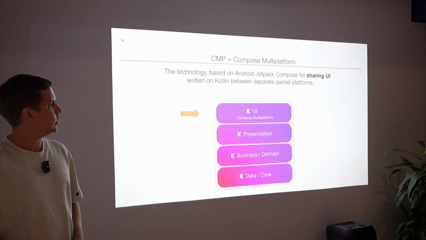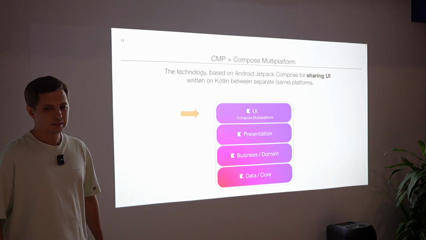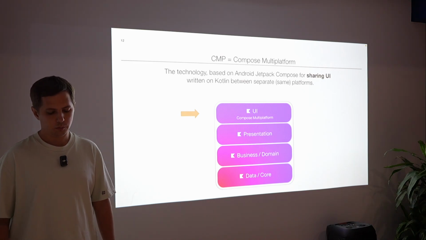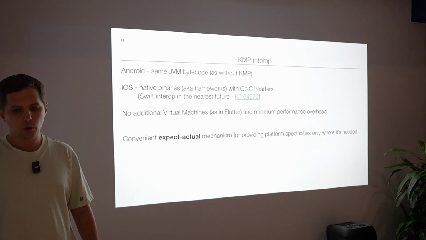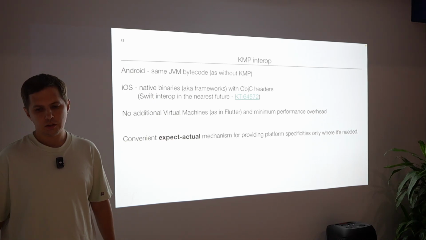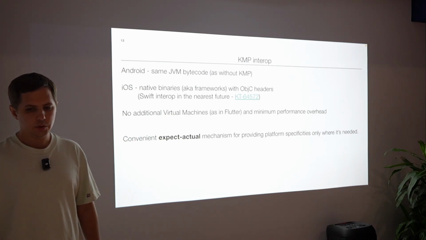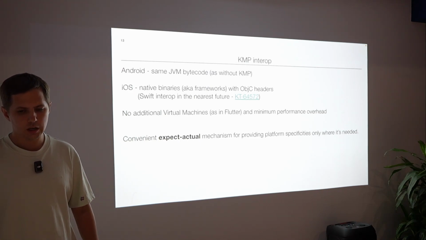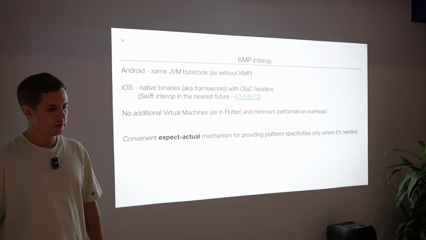It is a technology that is based on Kotlin multiplatform and Android Jetpack Compose, and it allows us to share UI, also written in Kotlin, between the same platforms. Both of these technologies had interop in their design from the beginning. For KMP and Android, it gives us the same JVM bytecode as without KMP. And on iOS, it compiles into native binaries, also known as frameworks, with some Objective-C headers.